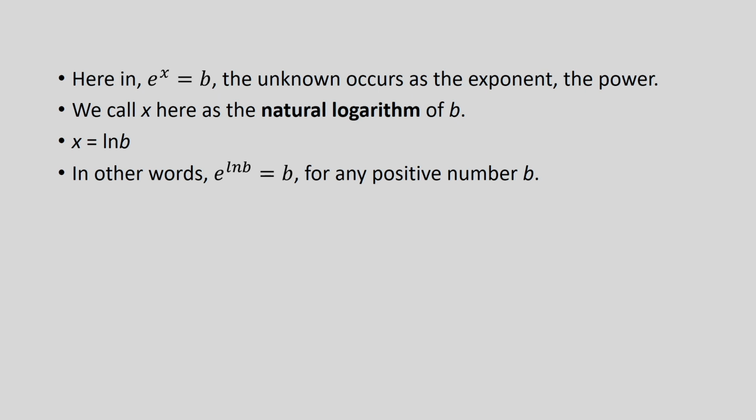We call x here the natural logarithm of b, right, and we write this as x is equal to ln b, log natural b. So, x is equal to log natural b, and if I substitute that back in this expression, what I get is e to the power ln b is equal to b. So, in other words, e to the power ln b is equal to b, this is true for any positive number b. So, that is important, b has to be a positive number.